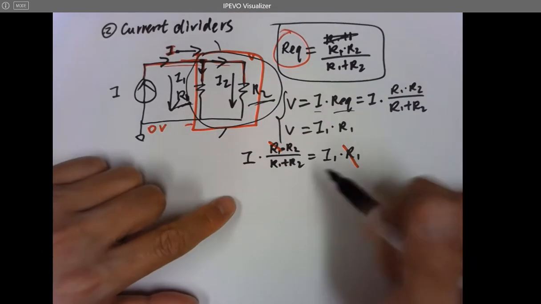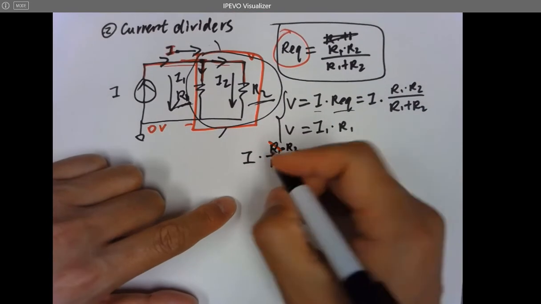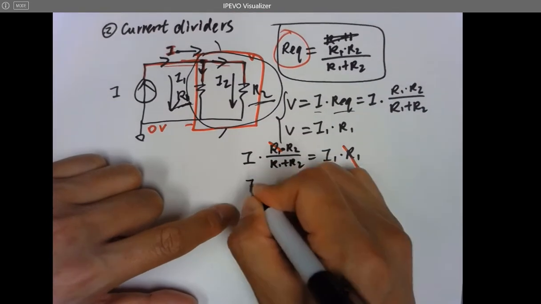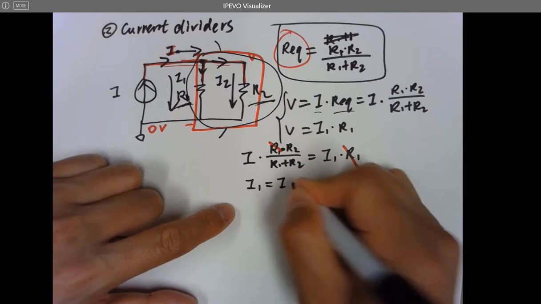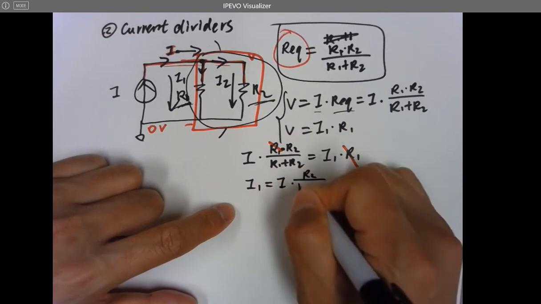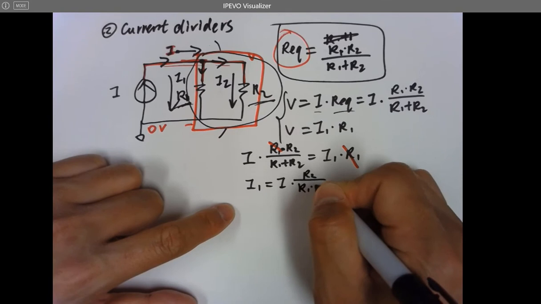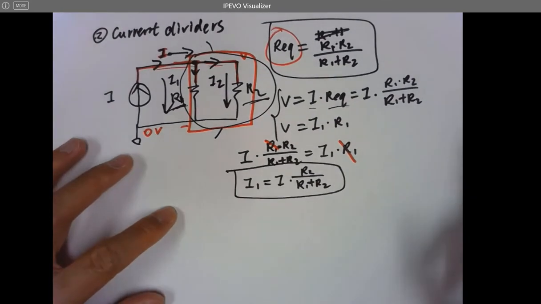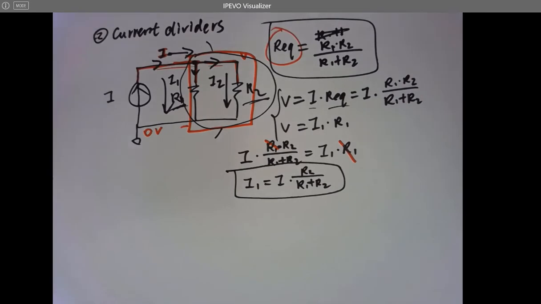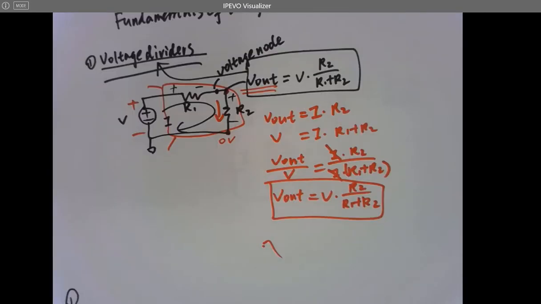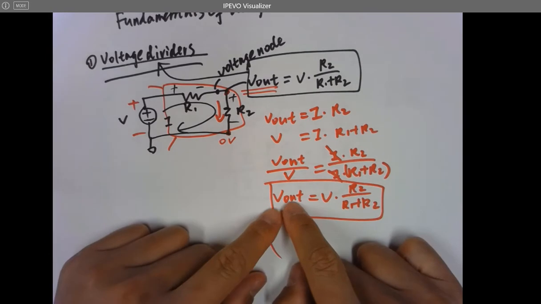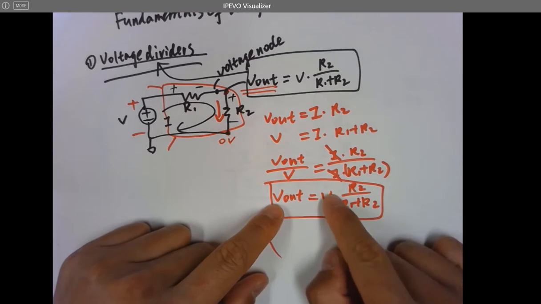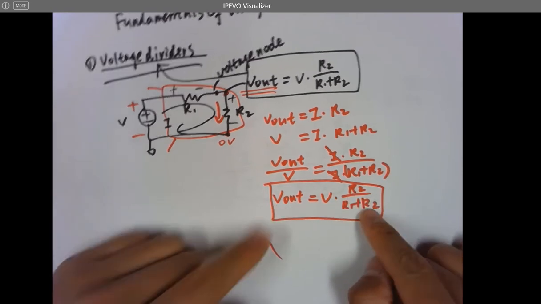So you have I1 left on the right side. Let's move it to the left side. So I1 equals I times R2 over R1 plus R2. This looks like a similar structure compared to the voltage divider's equation. You have an output voltage equal to the overall voltage times R2 over R1 plus R2.